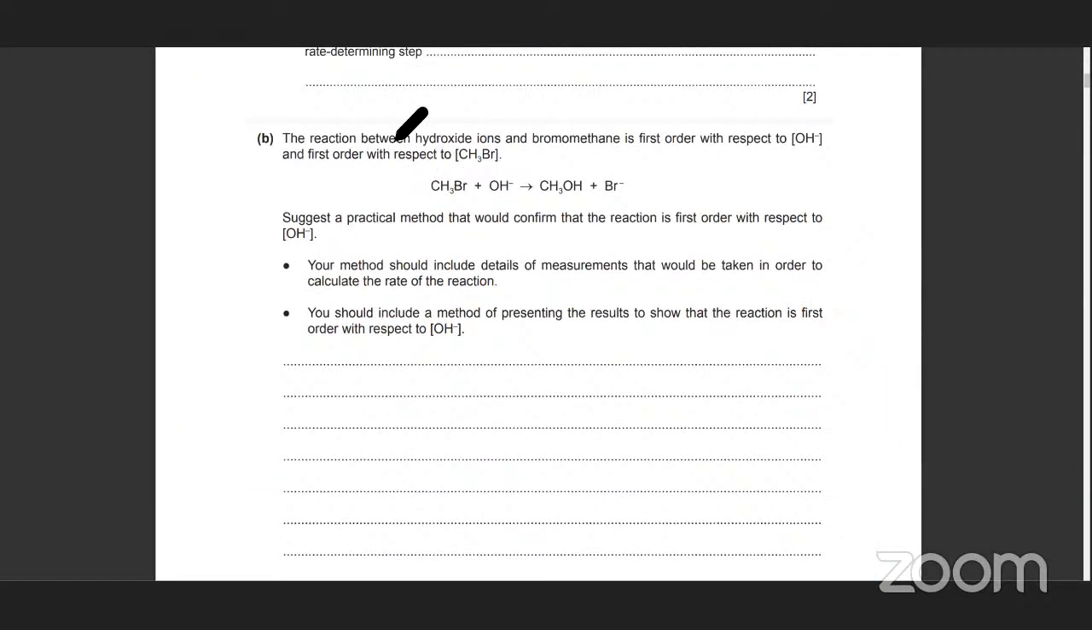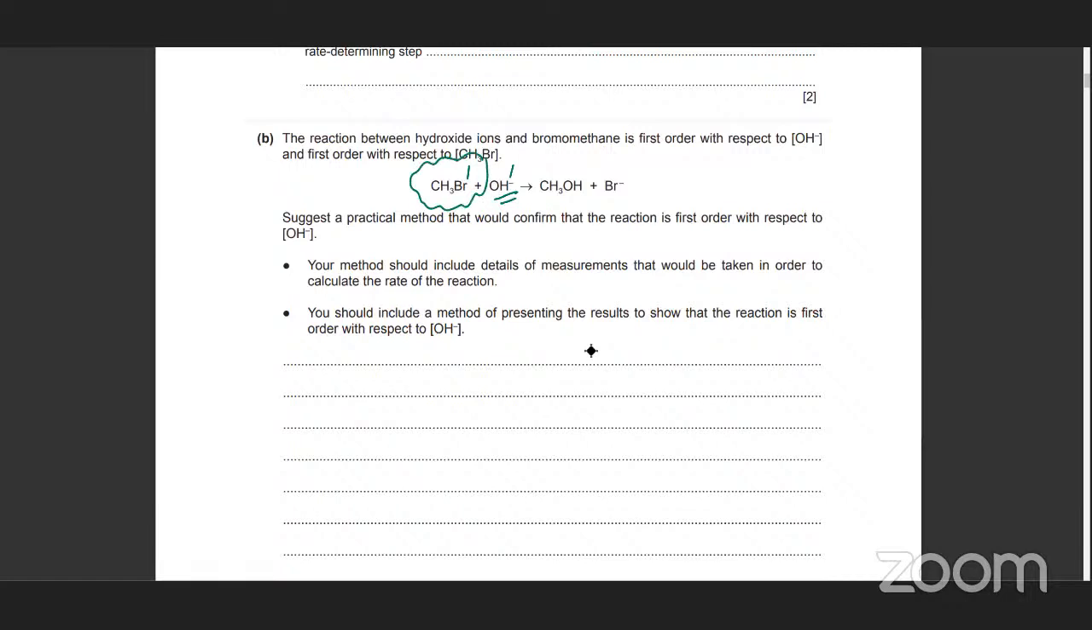ये just there. ठीक है, lots of lines. So it's saying the reaction between hydroxide ions and bromoethane is first order with respect to OH and first order with respect to CH3Br. So दोनों के respect से it's first order, dependent on both. Suggest a practical method that would confirm that the reaction is first order with respect to OH ion. So you're investigating OH ion. So how do you keep CH3Br constant?